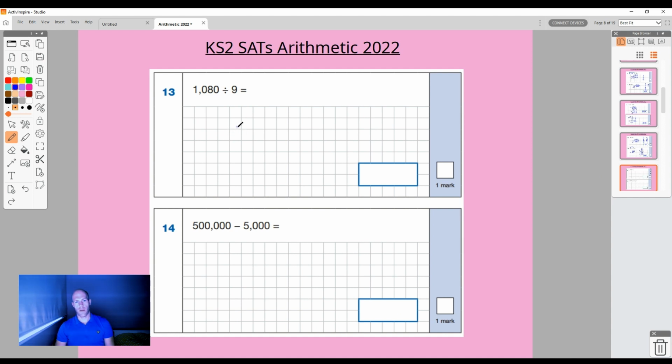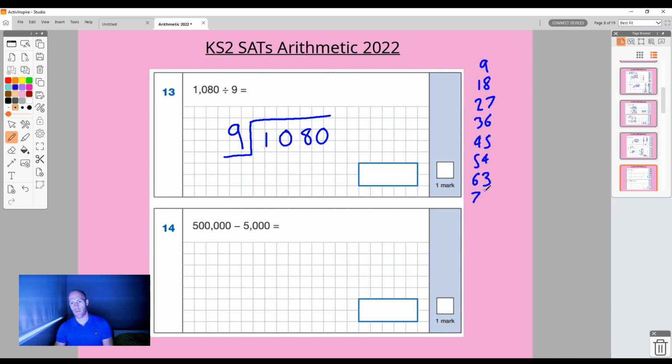1,080 divided by 9. 9 there. Again, you'll notice how many times we're using our times table knowledge, or it's being relied upon. I'm going to use my toolkit. 9, 18, 27, 36, 45, 54, 63, 72, 81.